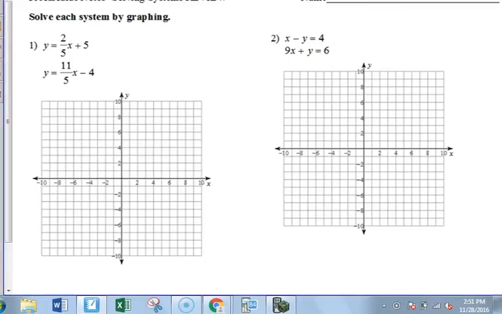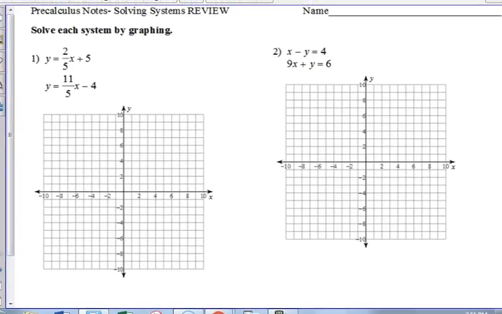All right, so we're solving systems, and this is really truly review from some algebra 1, some algebra 2. Okay, this is algebra 1, yes? 8th grade, pre-algebra, I don't know. Graph these lines, find where they intersect.